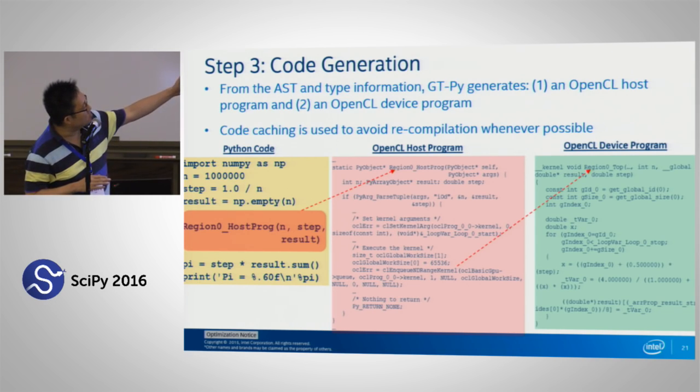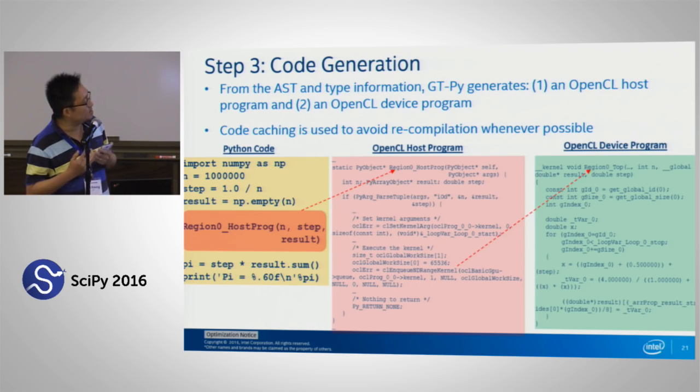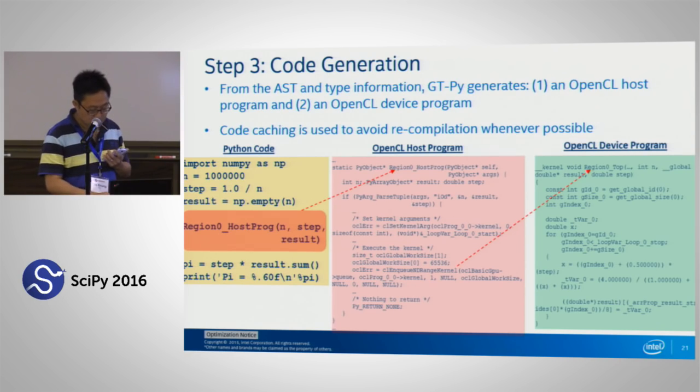So you see now, when you run, it will automatically run the host program, and then the host program will automatically launch the device program on the device. And as in other JITs, we use code caching to avoid recompilation whenever possible.